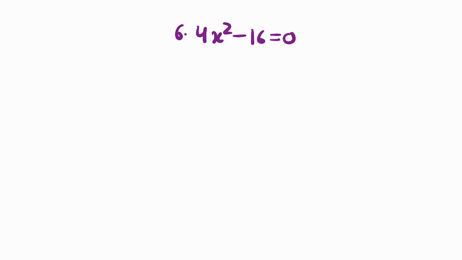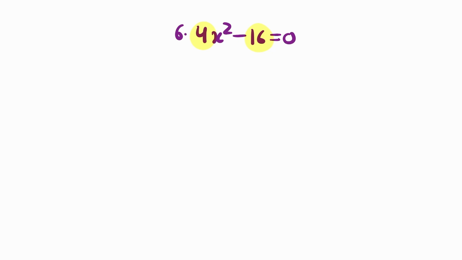Let's move on to our sixth question. 4x squared minus 16 equals to 0. Now that you have enough practice with quadratic equations, we can easily recognize here that 4 is common to both of these terms. 4 is common to 4x squared and 4 is common to 16 as well, because 16 is divisible by 4. So what can we do?